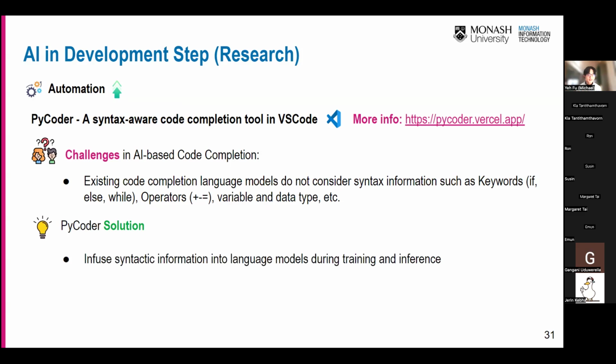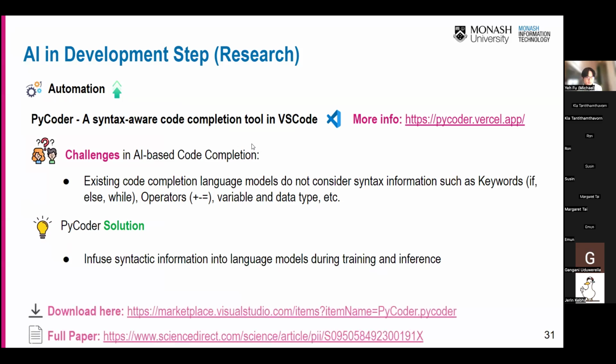So the PyCoder solution is that they kind of tell the model, hey, this part of the code is a keyword, this part of the code is a data type. Okay, plus, minus, equal, these are operators. By adding this clarification, they hope to improve the code completion performance. So they infuse this syntactic information into the model and further improve the performance for code completion, so it can generate more accurate suggestions to developers. It's actually an open source tool, and you can download it and check out the full paper here.